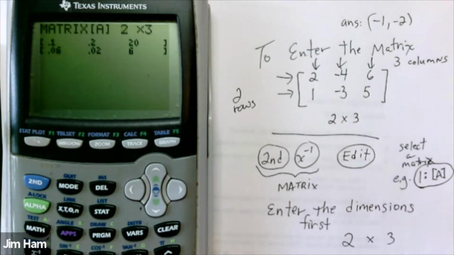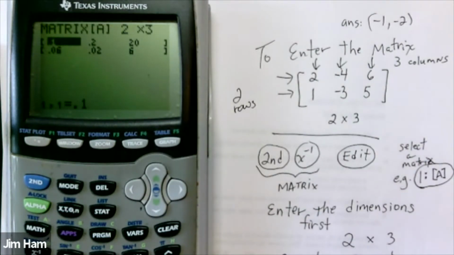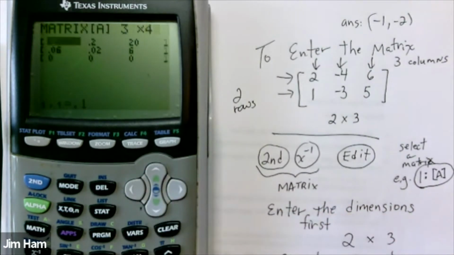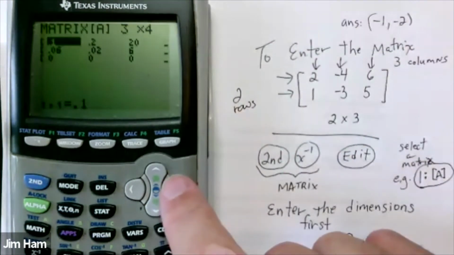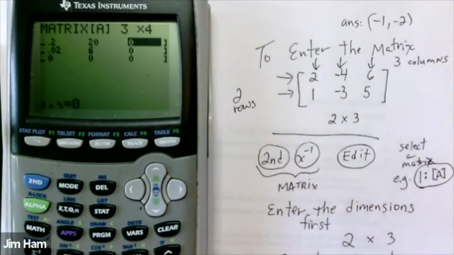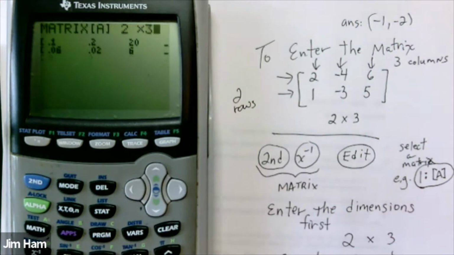To do that, you're going to hit 2, enter. And then 3, enter. Now, if I were to say 3, enter, 4, enter, notice the size of the matrix changes. Now we have 3 rows, and over here, if you move the arrow keys, you'll see that you do in fact have 4 columns. All right, but for our example, 2, enter, 3, enter.